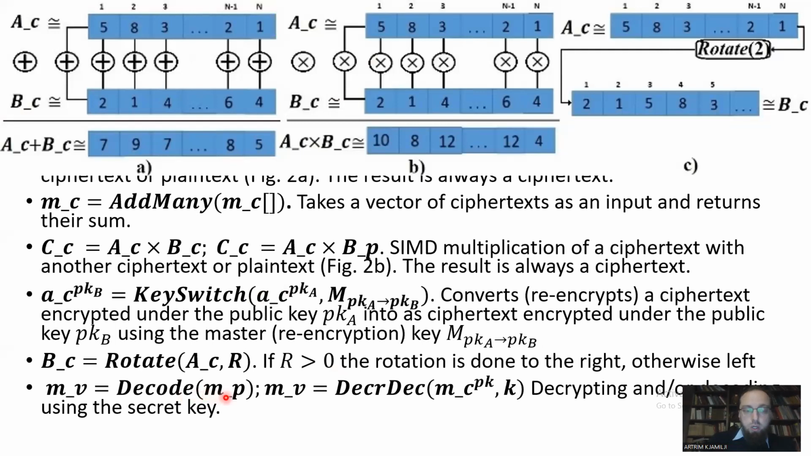Finally, we can use decode to decode a plaintext, and decrypt-and-decode to decrypt and then decode the ciphertext into an integer vector.